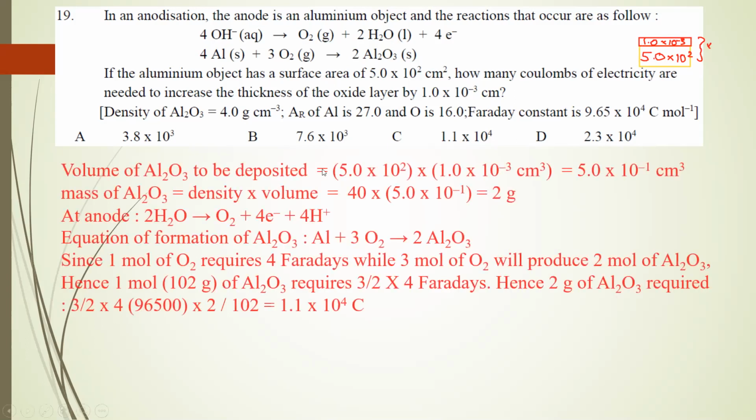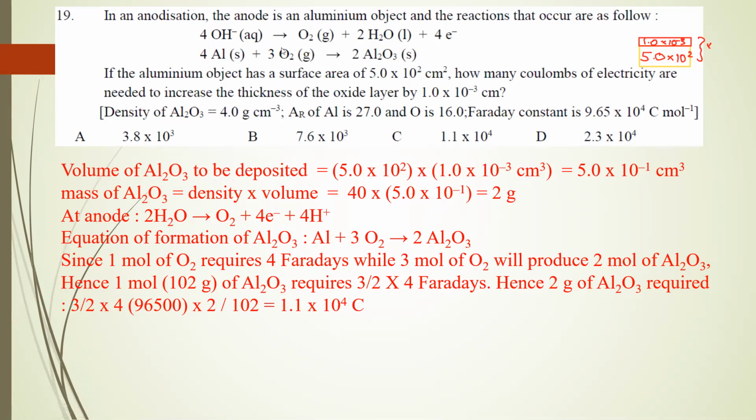So here is the solved method. The volume of the Al2O3 deposited is 5.0 × 10^2 times 1.0 × 10^-3, so the volume is 5.0 × 10^-1 cm³. From the density, you can get the mass of aluminum oxide: density times volume, so 4.0 times 5.0 × 10^-1, you get 2 grams.